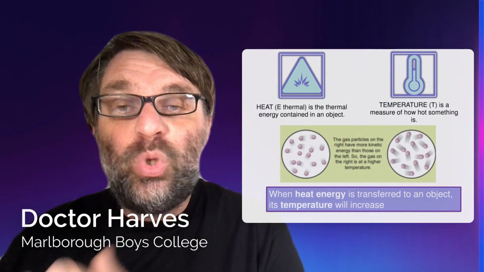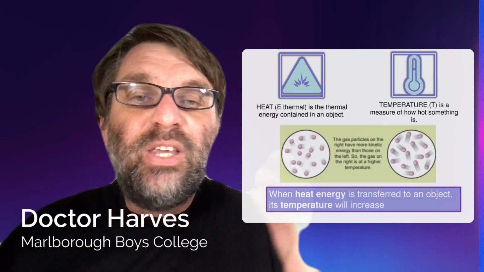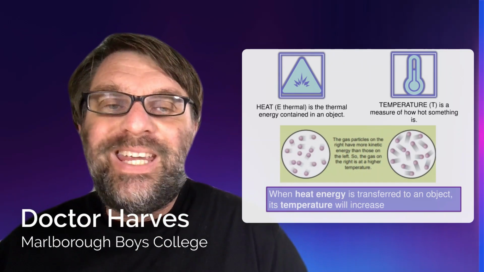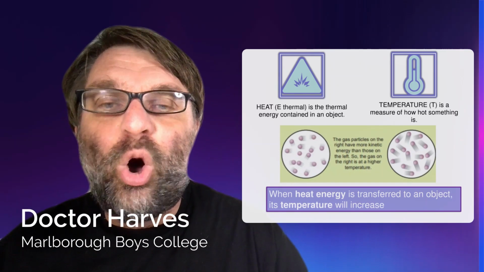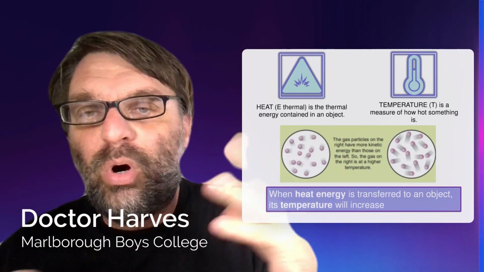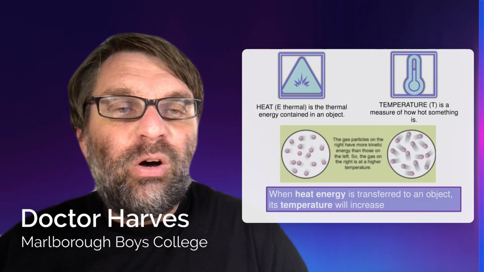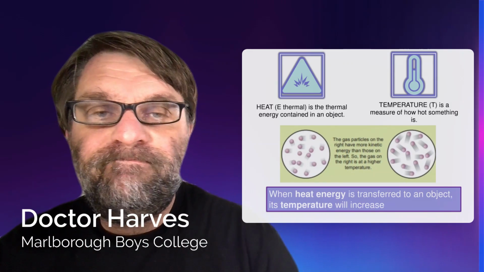So heat, which is given the symbol E thermal energy, is, as it says, the thermal energy contained within an object. So all the thermal energy inside an object from the chemical bonds. Whereas temperature, capital T, is a measure of how hot something is.